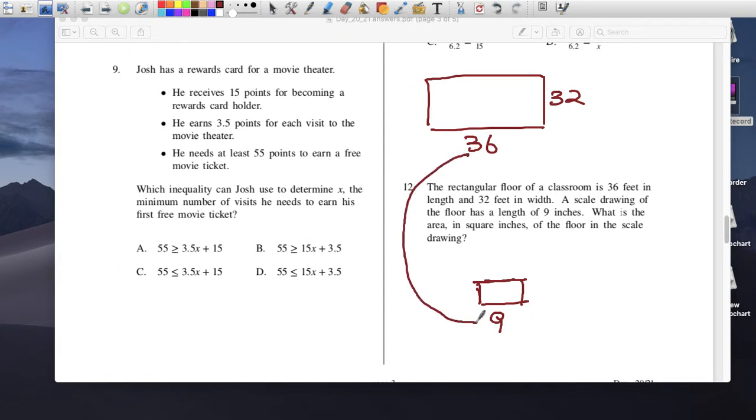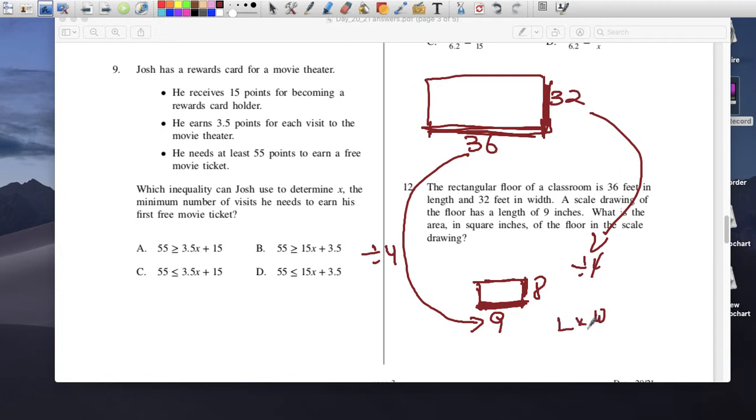So how did the 36 become a 9? And notice that these two, we're talking about the same side, right? The length in real life, the real class, and the length in my drawing. 36 to 9, right? So it's divided by 4. So the width of the real class and the width of my drawing should also follow the same pattern, which is divided by 4. So I'm going to get that it's 8. Now, can I find the area of this little rectangle? Well, length times width, 9 times 8, and I get 72 inches squared. Right? So you first have to do this to finally get the area.